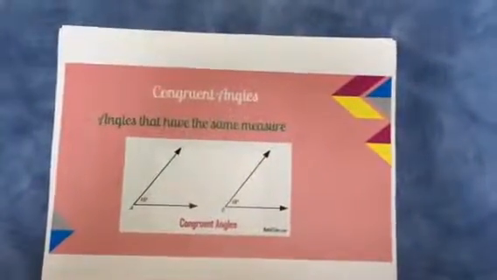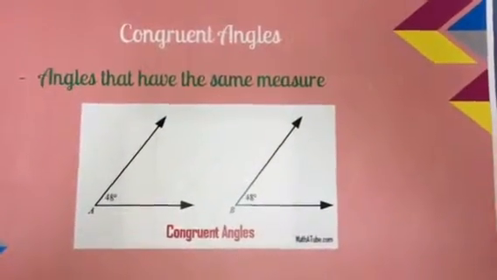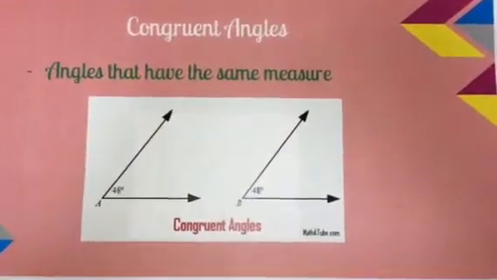Congruent angles. Angles that have the same measurement. Angle A and angle B are congruent because they both have a measure of 48 degrees.